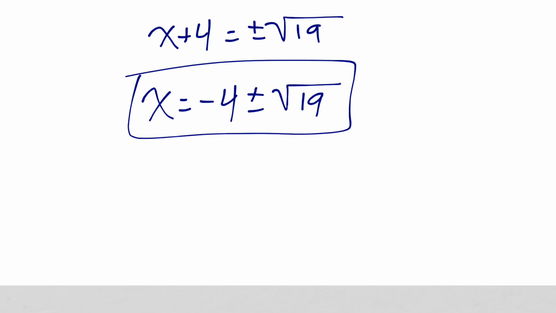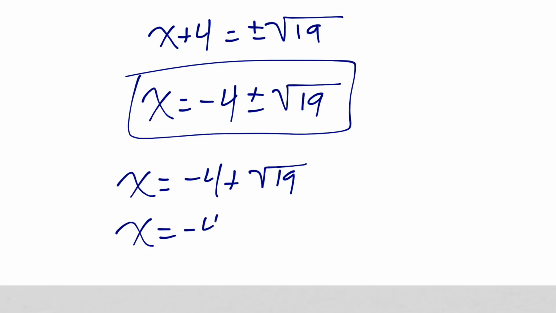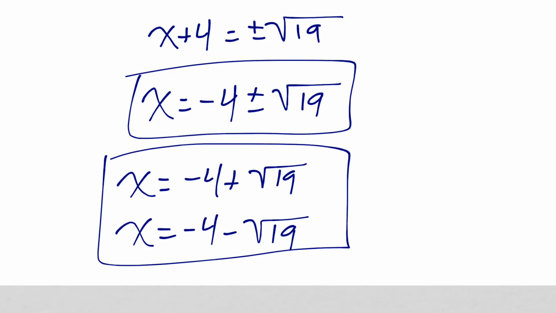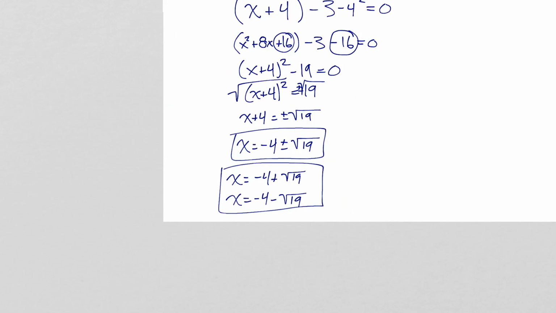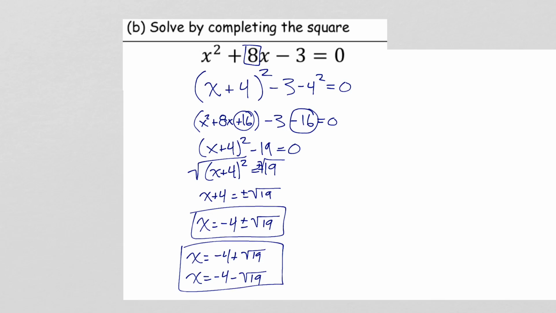And those are our two solutions. It's telling us one solution is x equals negative 4 plus the square root of 19. It's telling us another solution is x equals negative 4 minus the square root of 19. Two solutions, and we are good. We have solved this quadratic by completing the square and using the square root method.